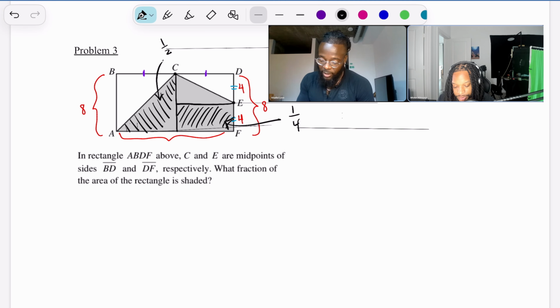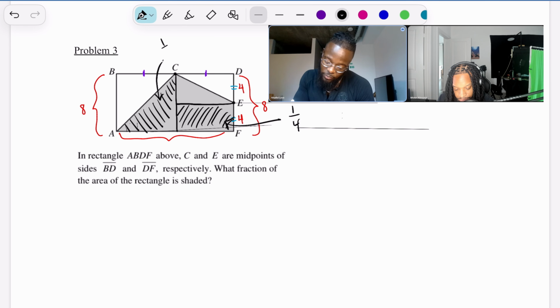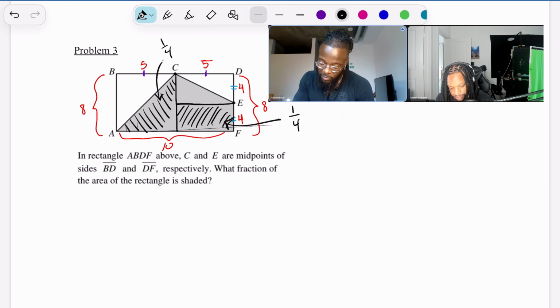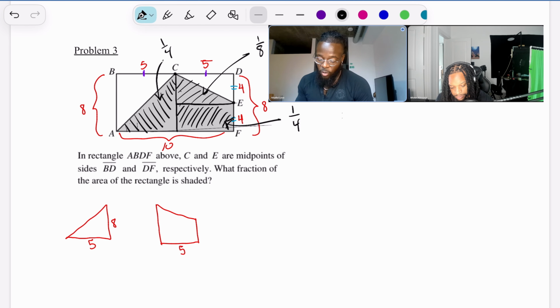Did I say the right triangle should be a quarter, not a half? It should be a quarter of the whole rectangle, right? And then that means that this upper right triangle is half of that half. So it's half of the quarter. So it's an eighth. So really what I'm doing, I'm just adding up all these parts. I have a quarter plus an eighth. And that's really my answer, because that's the portion of the rectangle that's shaded.